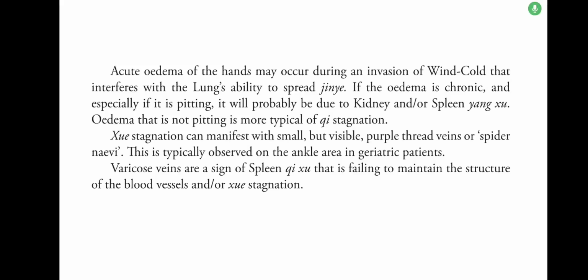Blood stagnation can manifest with small but visible purple thread veins or spider nevi. This is typically observed on the ankle area in geriatric patients. Varicose veins are a sign of spleen qi deficiency that is failing to maintain the structure of the blood vessels and or blood stagnation.